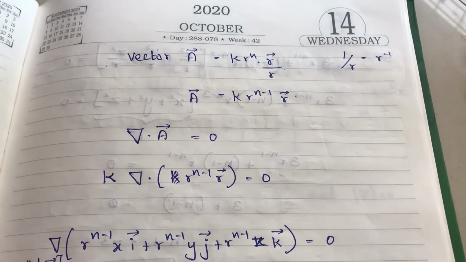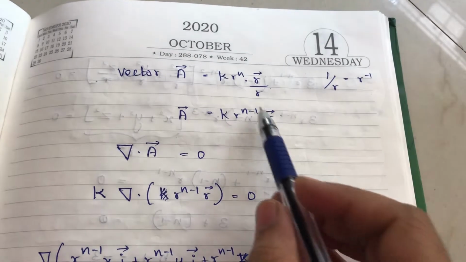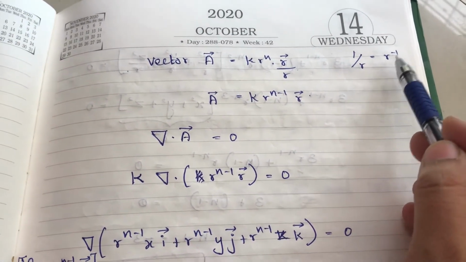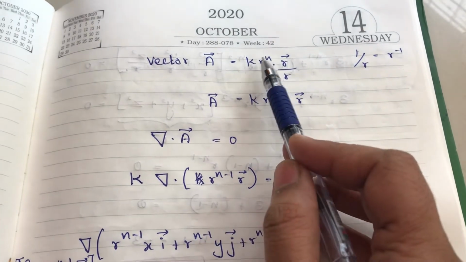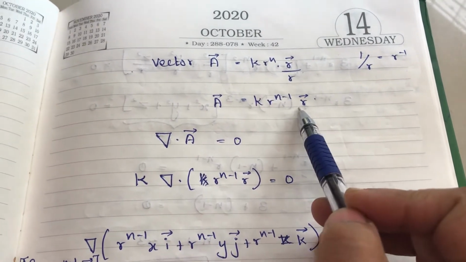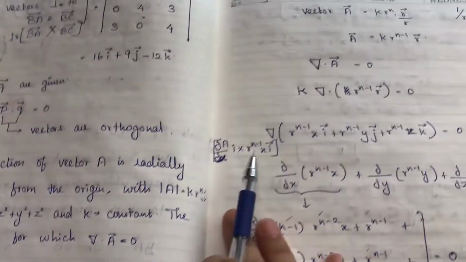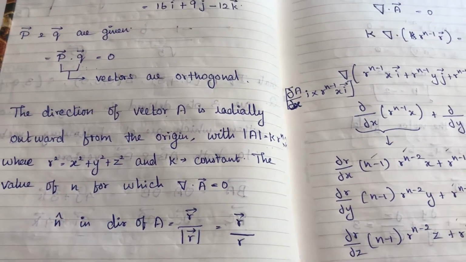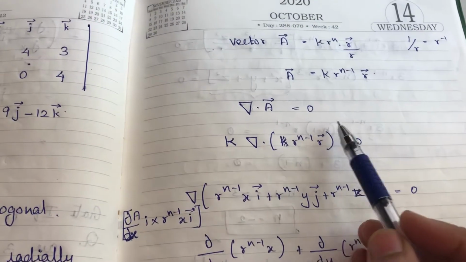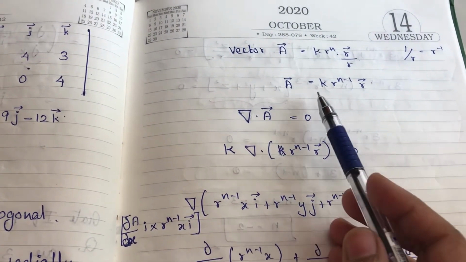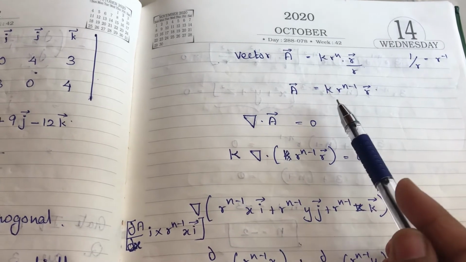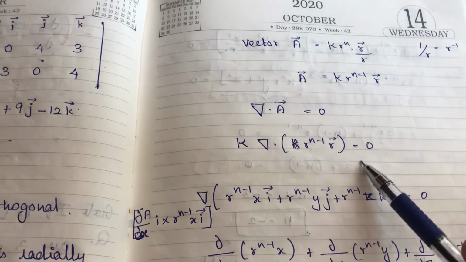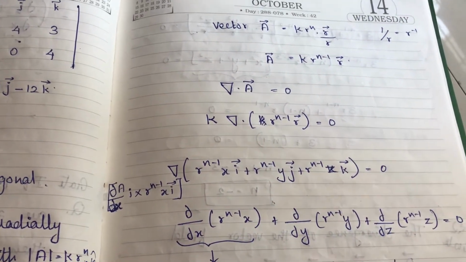After that, you can see here, I already told you 1 by R is nothing but R power minus 1. So R power minus 1 and R power n minus 1. After that, they have given del dot A vector equal to 0. So I am just doing so. Del dot A vector, I take the constant outside, and the remaining is R power n minus 1 into R vector, which is equal to 0.